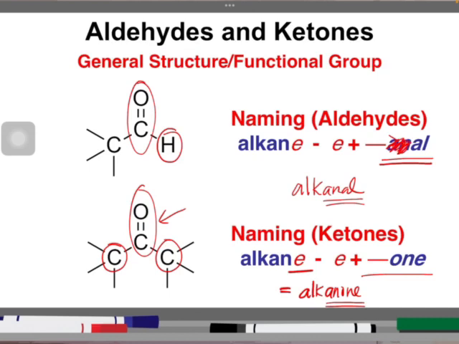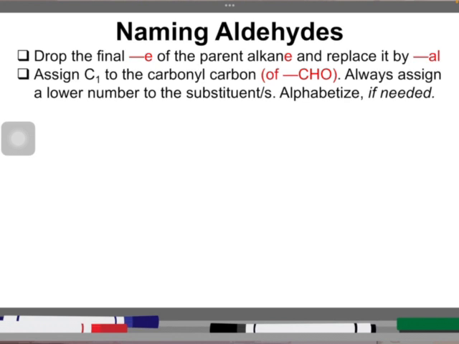So, aside from that, we also assign C1. Carbon number 1 is the carbonyl carbon. When you say carbonyl carbon, you have your C double bond O and then the H. This carbon is called the carbonyl carbon. Okay? The carbonyl group is the C double bond O, but because it is the carbon there, it is called the carbonyl carbon.